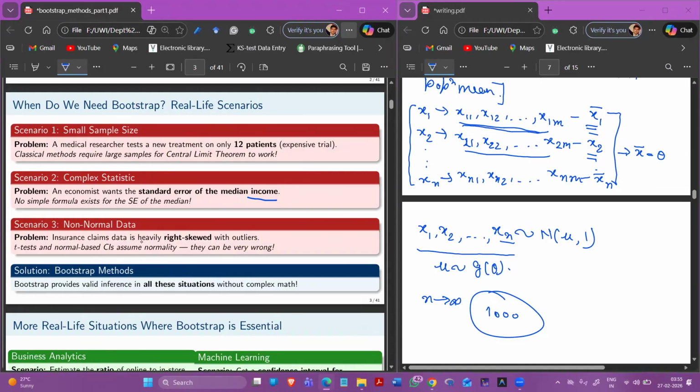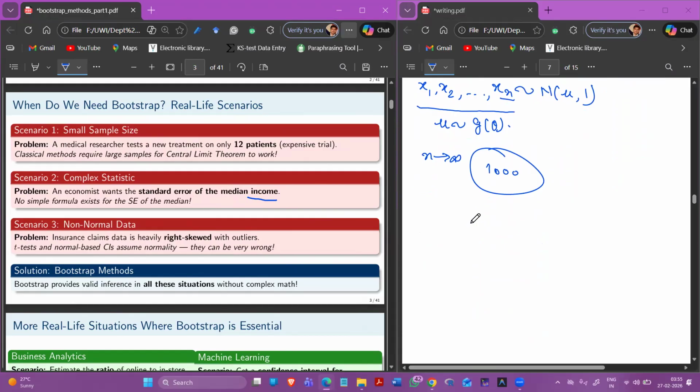Again, the third one is non-normal data. Insurance claim data is heavily right skewed with outliers. So if the data is heavily positively skewed or heavy tailed, because if it is heavy tailed, how will the graph look? How will the graph look for a heavy tail? Do you have any idea? It will look like this. So what will you call these observations?